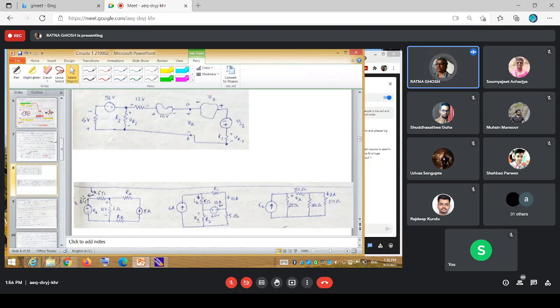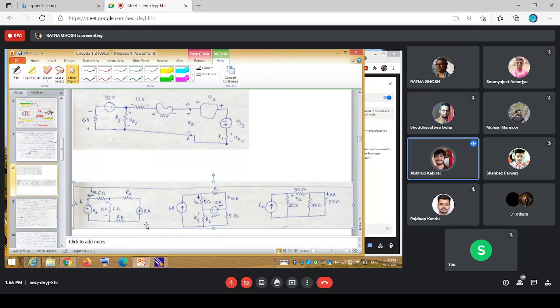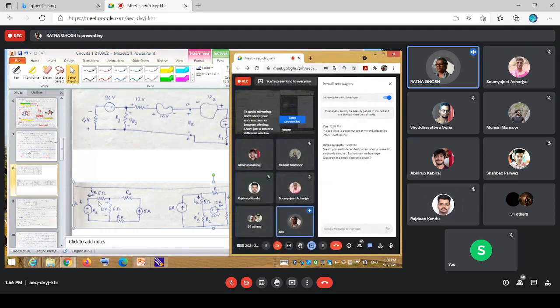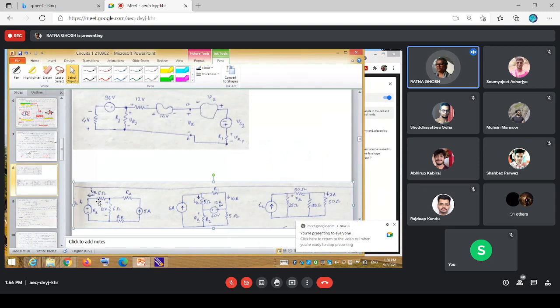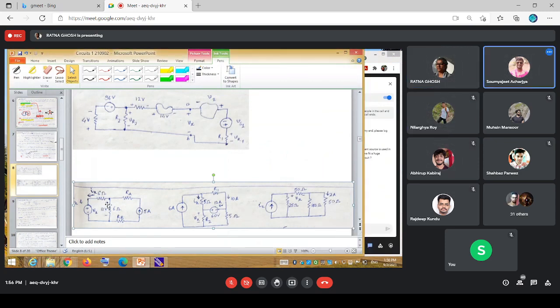By the way, in this particular first circuit, can you tell me the number of nodes and branches? How many nodes? I said, how many nodes and branches in this particular first circuit? 5 nodes.